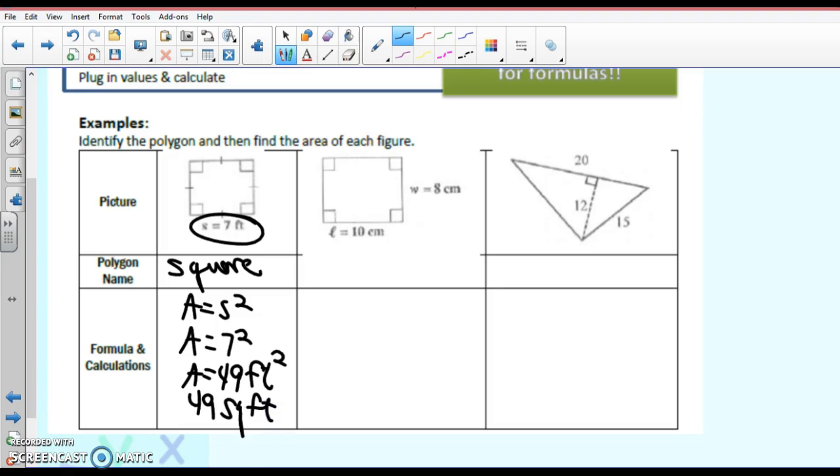Do not write it like this. Do not write it like this. 49 square. No, it is square feet, not 49 squared. They are totally different items or numbers.